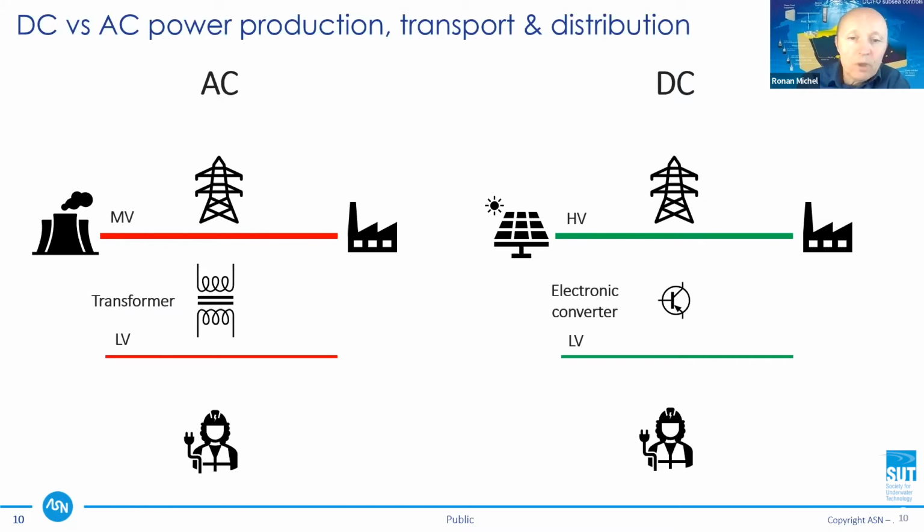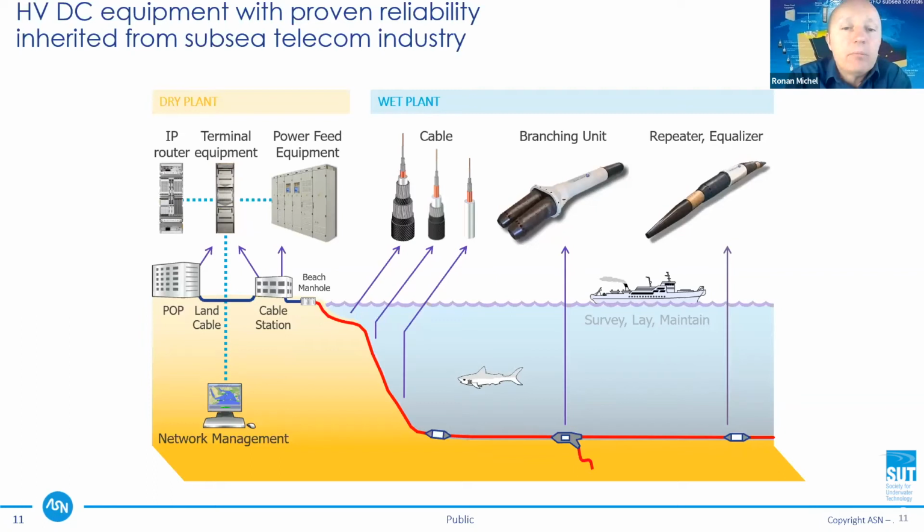So if we look at what a telecom system is, this slide explains the components of a submarine DC powered telecom system. I explained just before that high voltage DC power is a good solution for long distances. Some of these systems are very long, probably the longest one being from the US to Singapore, about 17,000 kilometers. You can understand that you have to use high voltage DC power if you want to energize the full line.